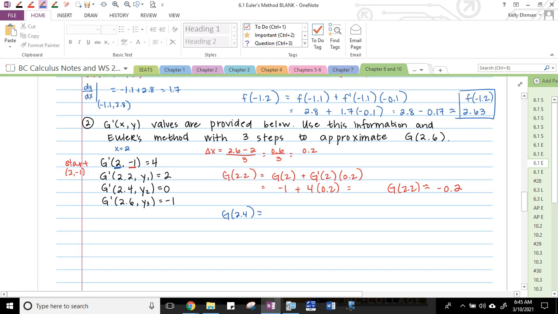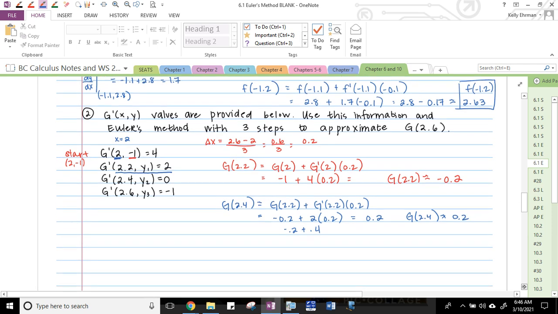All right, so that means that you're jumping off from this point. So you're going to start at g of 2.2, add to that the derivative at 2.2 times the step size, 0.2. G of 2.2 was negative 0.2. The derivative at 2.2, right there, that's 2 times 0.2. Negative 0.2 plus 0.4 is 0.2. You don't have to write this down every time. I'm just trying to do this to organize the notes. So now g of 2.4 is 0.2.